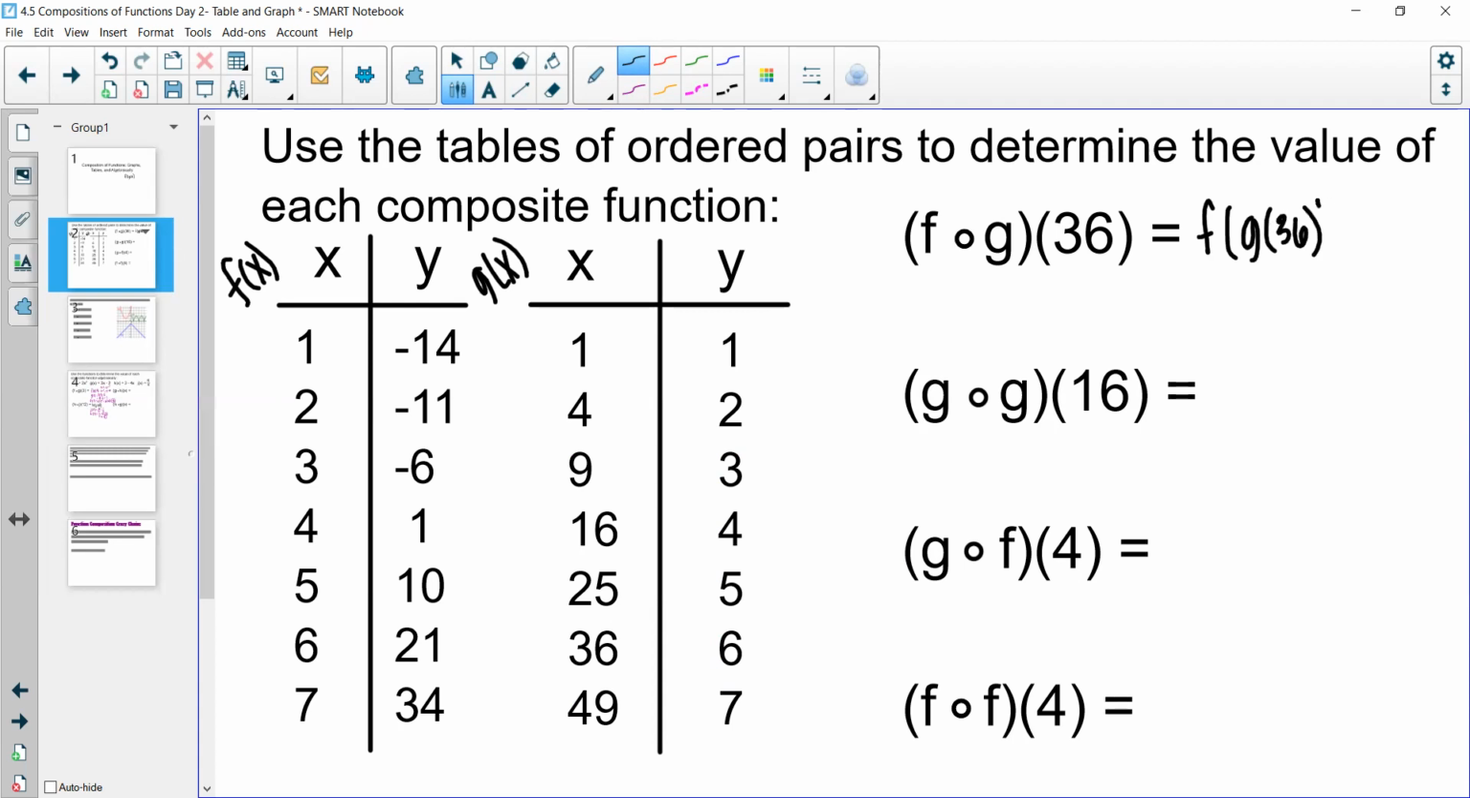So what we're going to do is look at function g when x equals 36, figure out what y is, and then take that value and plug it into f of x to figure out what it equals again. So let's take a look here.